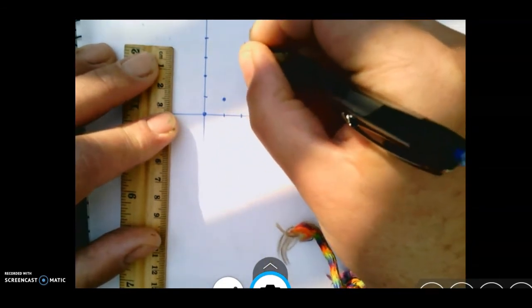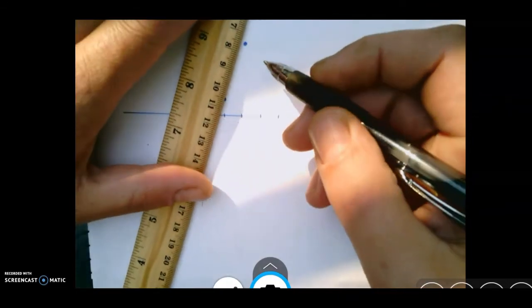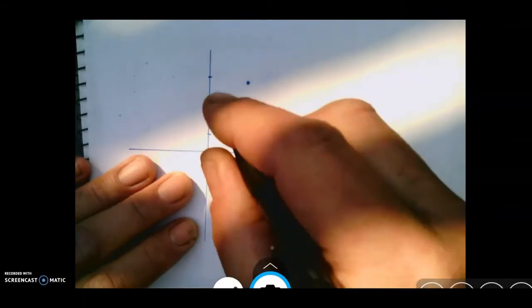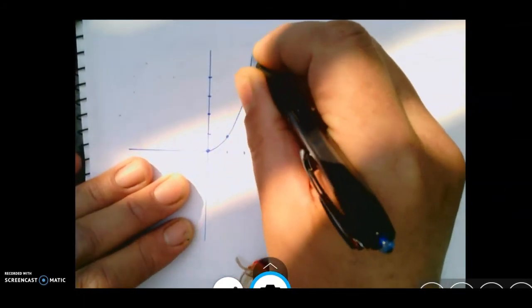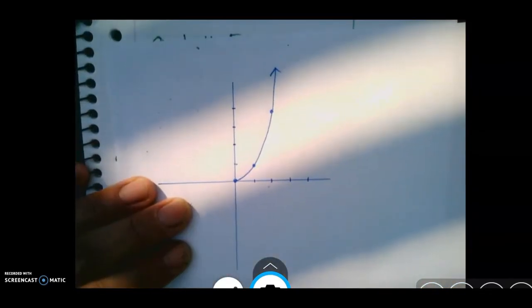So 2 went all the way up to 4. 3 went all the way up to 9. The key thing here is if you try to connect this, there's a straight line there, there's a straight line there. Don't do that. It doesn't do that. It constantly curves, and that's the beauty of this thing. It's constantly curving, just like that.